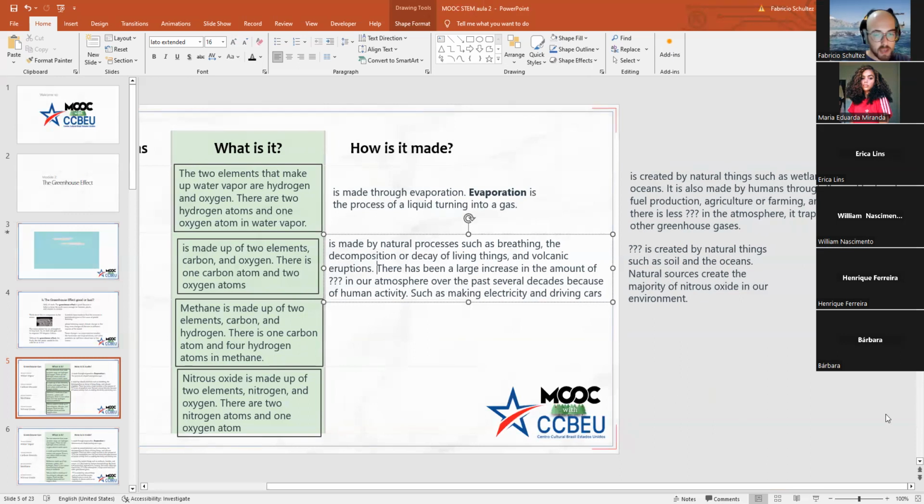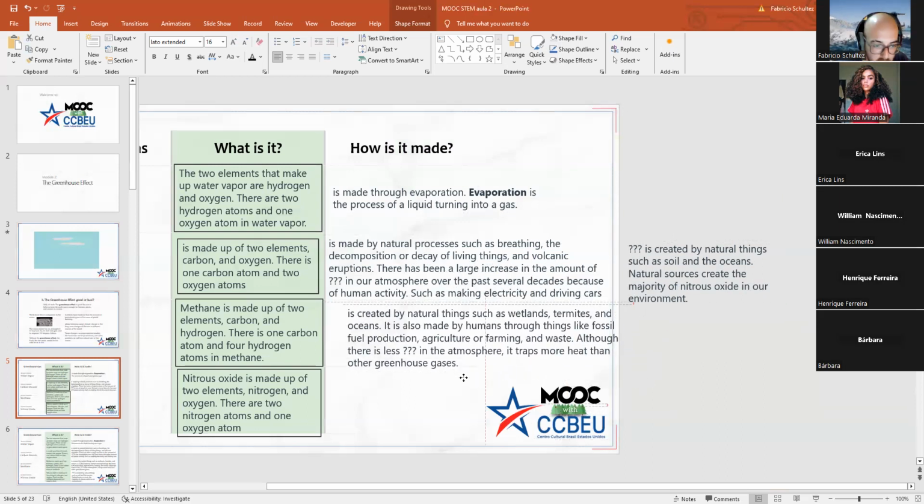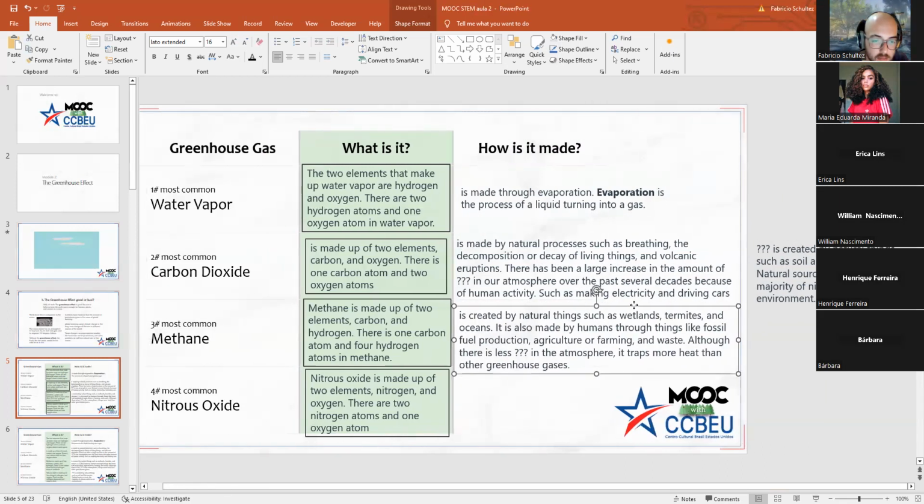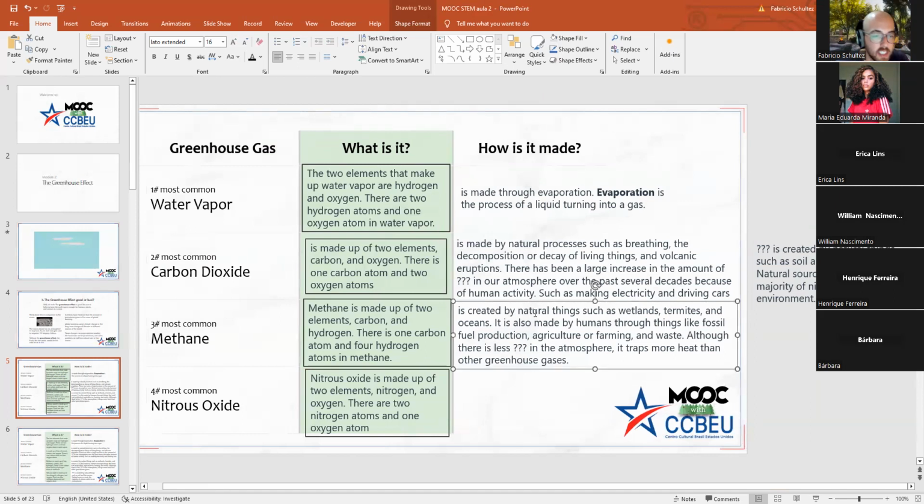Okay, the next one is methane. How is methane made? Yes, good, correct. Look. So methane is created by natural things such as wetlands. Wetlands are biomes that have a lot of water, so it's like a swamp. You know Shrek? Shrek lives in the swamp, and he lives in a wetland. A swamp is classified as a wetland.